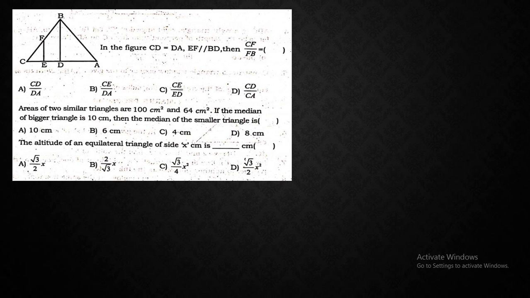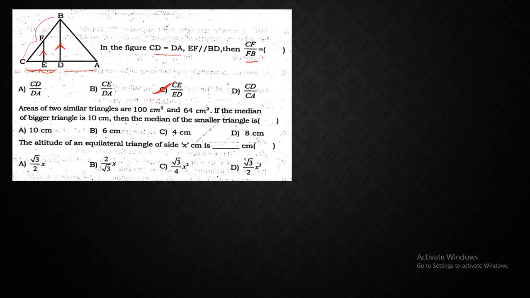Next, moving on to one more question. So CD is equal to DA. So what he has given? CD is equal to DA. So this part is equal to this part. Next, EF is parallel to BD. Right? Next, CF by FB is equal to how much? CF by FB is equal to what we can say? CE by ED. So answer is CE by ED. Right? By Thales theorem, we can say that CF by FB is equal to CE by ED.